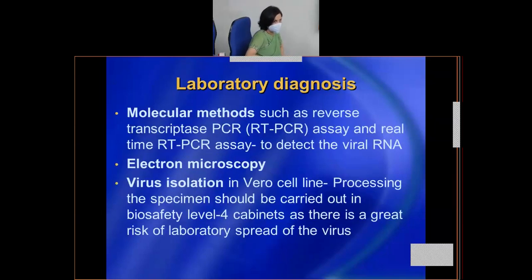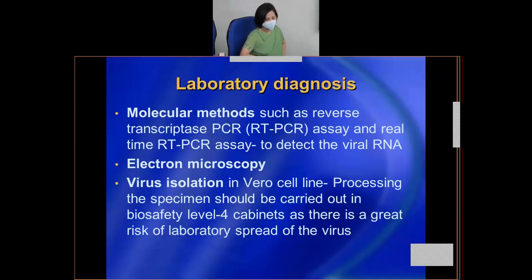All of them are RNA viruses. So we can use a reverse transcriptase PCR assay, or a real-time PCR assay. Real-time PCR we can use for both DNA and RNA viruses, but reverse transcriptase PCR is a must for RNA viruses. We can observe these viruses directly on the electron microscope, and most of these viruses can be grown in tissue culture using the Vero cell line.